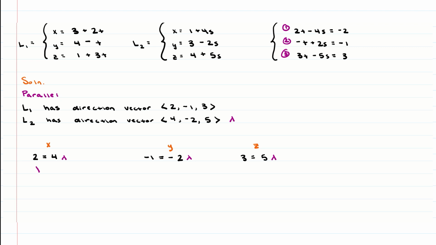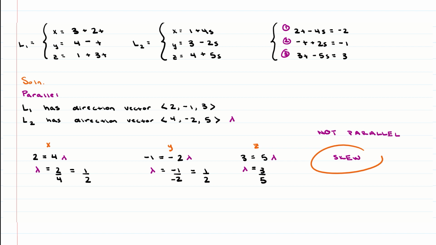For x, when we divide both sides by 4, we get 2/4, and then this simplifies down to 1/2. For y, when we divide both sides by -2, we get -1/2, which of course just equals 1/2. And then for z, when we divide both sides by 5, we end up with 3/5. So x and y have the same lambda value, but z does not. So L1 and L2 are not parallel, and we found earlier that they're not intersecting either. So that means our two lines, L1 and L2, are skew.